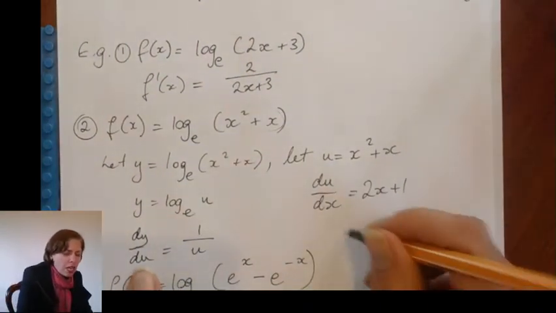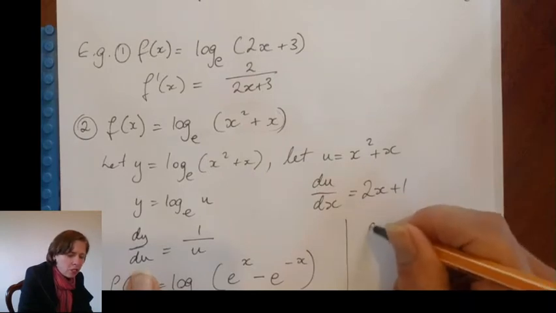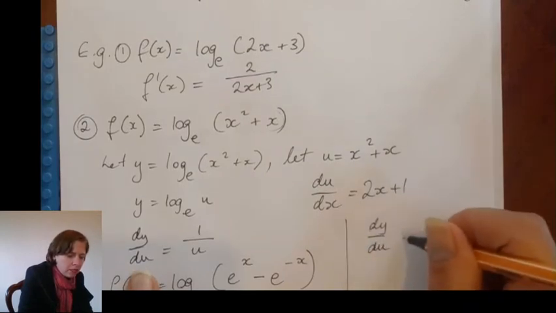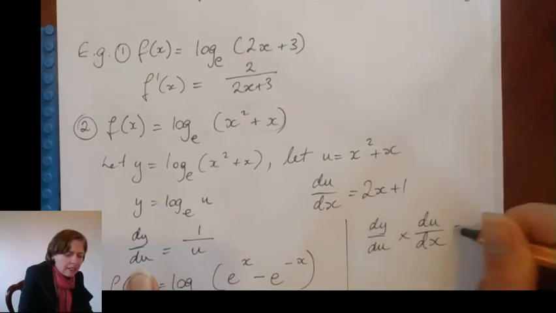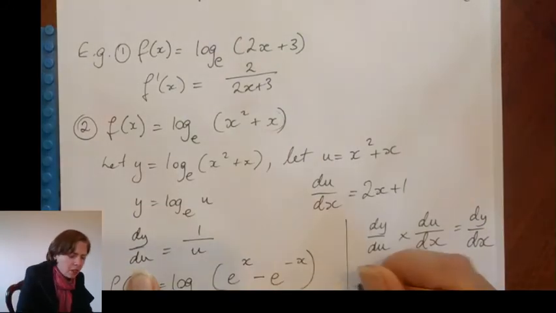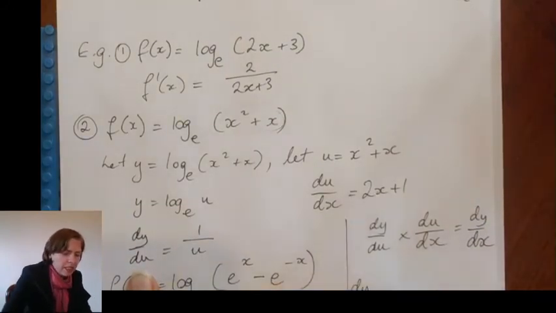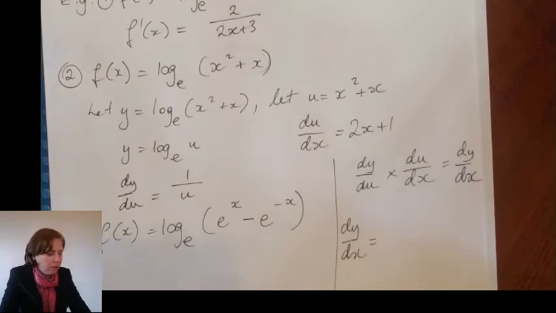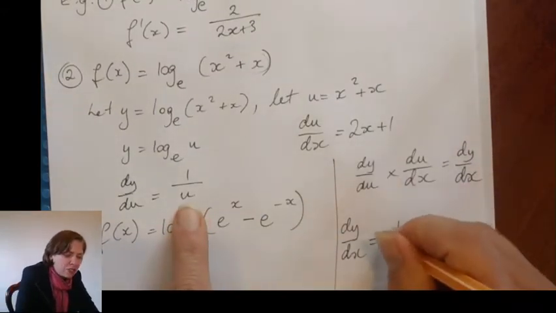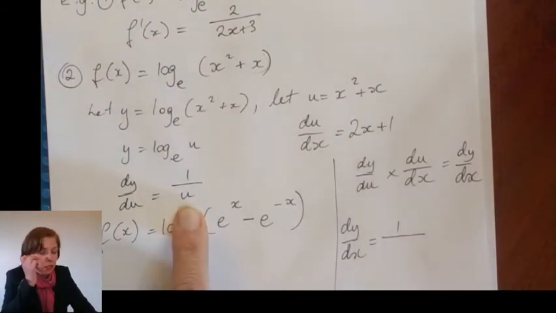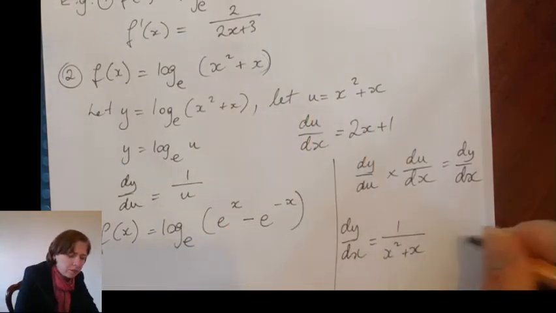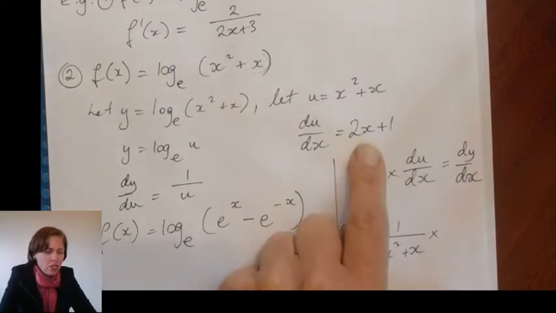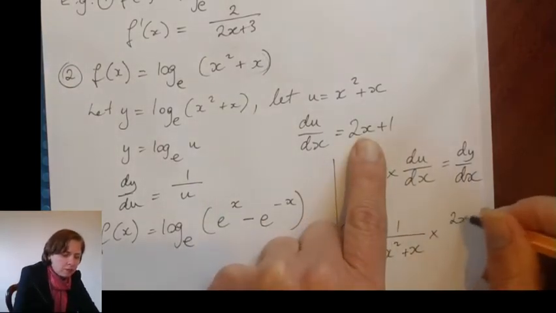Now I need to apply my chain rule, and to do that I'm going to use dy du times du dx in order to get dy dx. So dy dx is going to be dy du is over here, 1 over u, but let's replace u with x squared plus x times du dx is 2x plus 1.